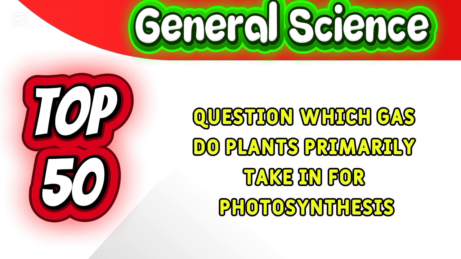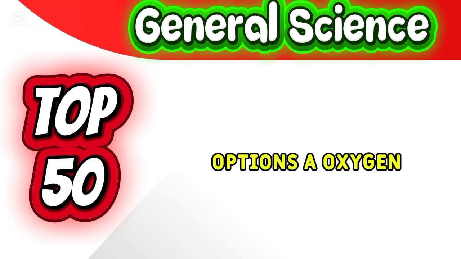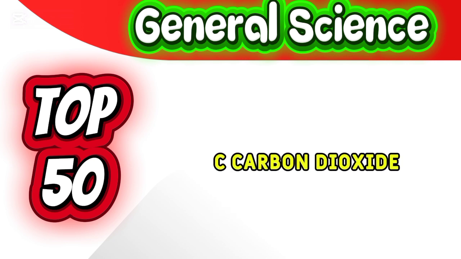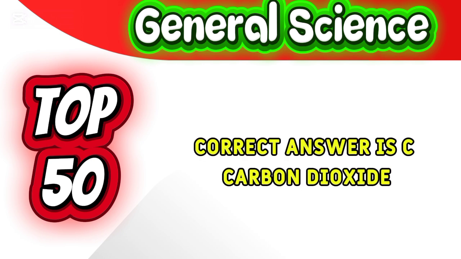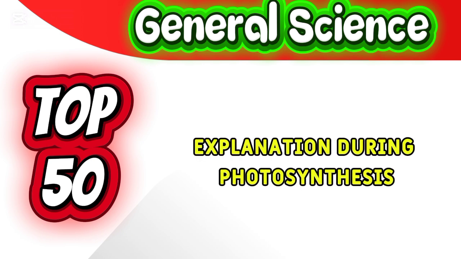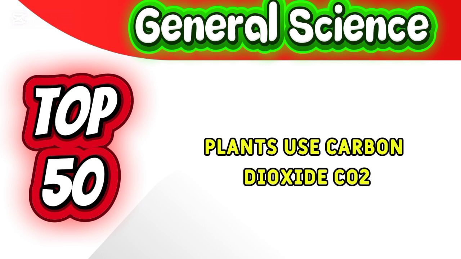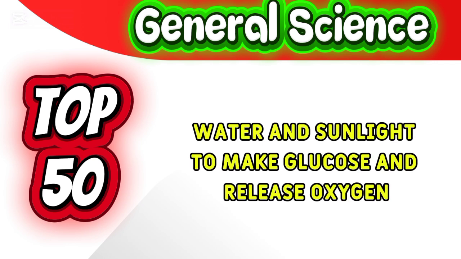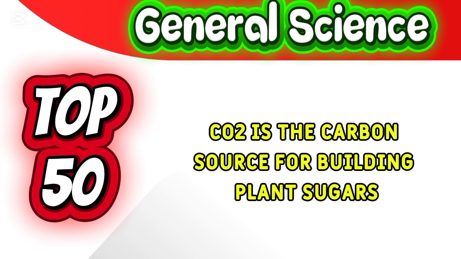3. Question: Which gas do plants primarily take in for photosynthesis? Options: A. Oxygen, B. Nitrogen, C. Carbon dioxide, D. Hydrogen. Correct answer is C. Carbon dioxide. Explanation: during photosynthesis, plants use carbon dioxide, CO2, water, and sunlight to make glucose and release oxygen. CO2 is the carbon source for building plant sugars.